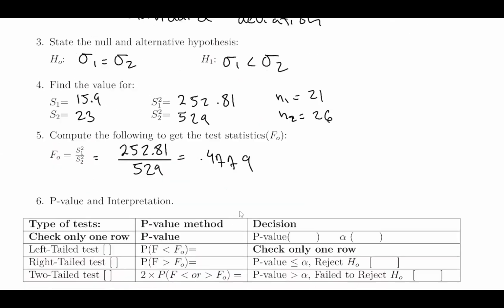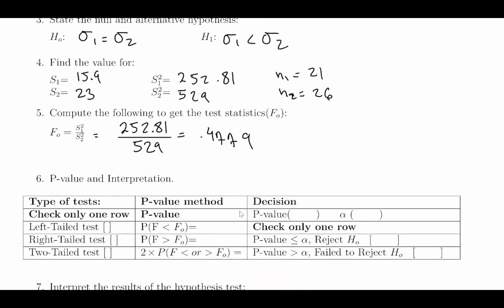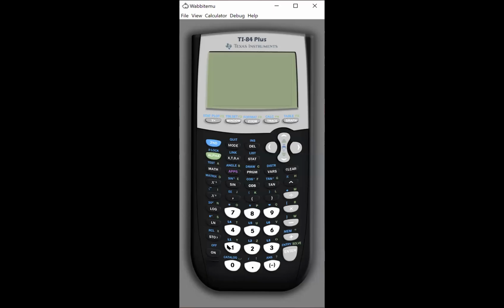So up next, we're going to go ahead and do the p-value. For this one, if you look at the p-value, this is a left tail test. So that means we're going to be getting this value over here. So I'm going to go over, and we're going to do this in the TI-84. All right, so for the TI-84, let me clear this.